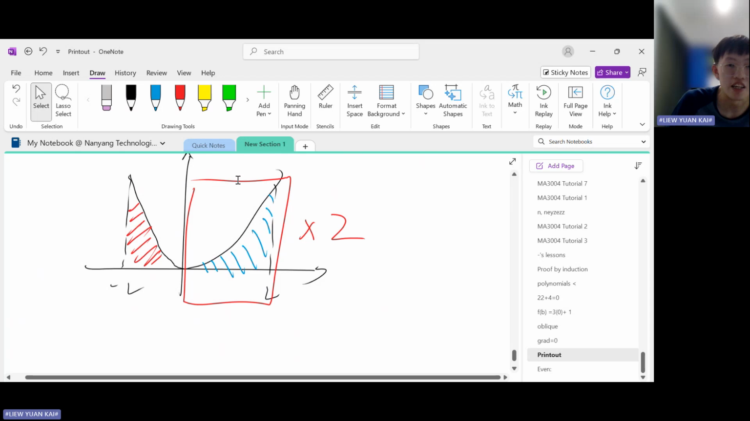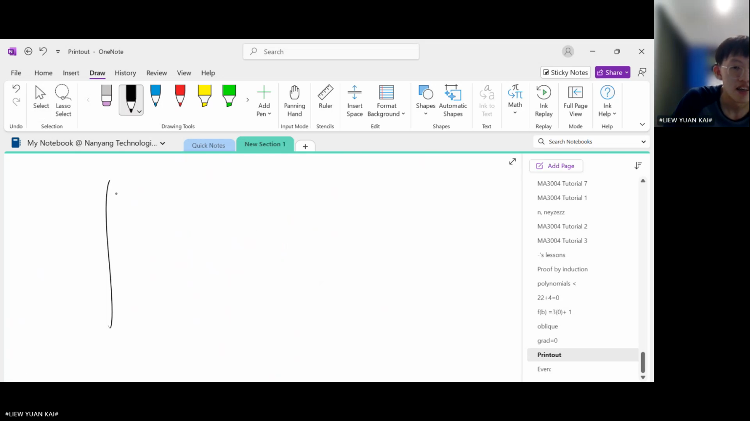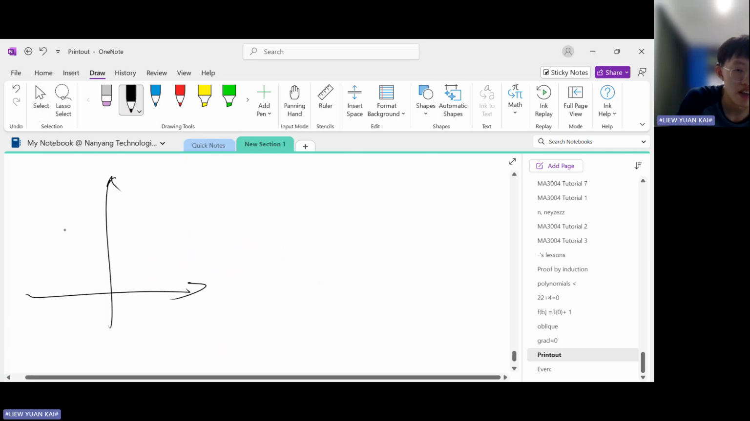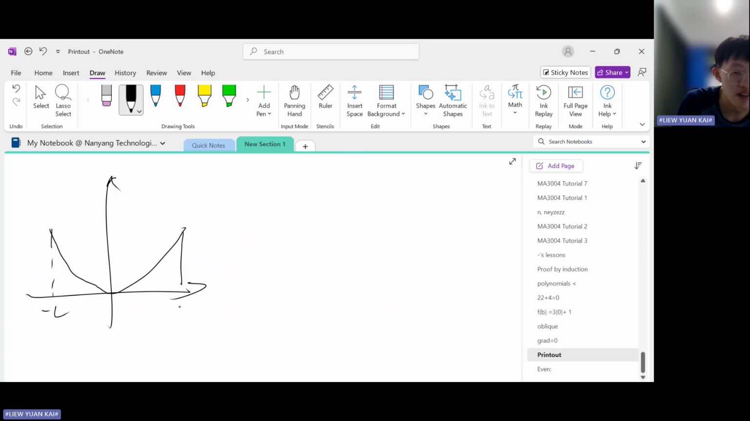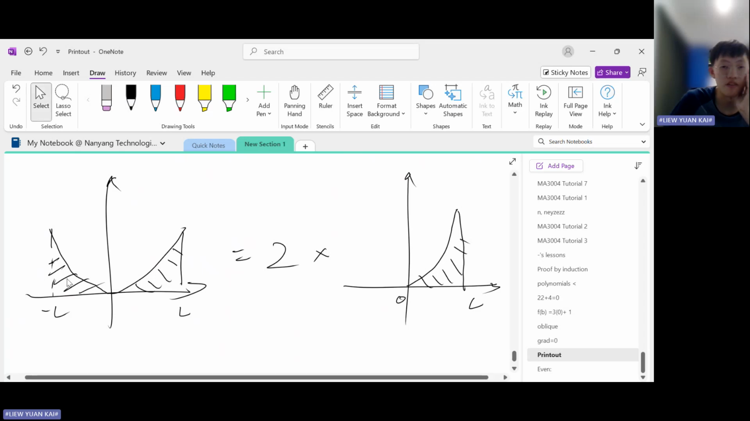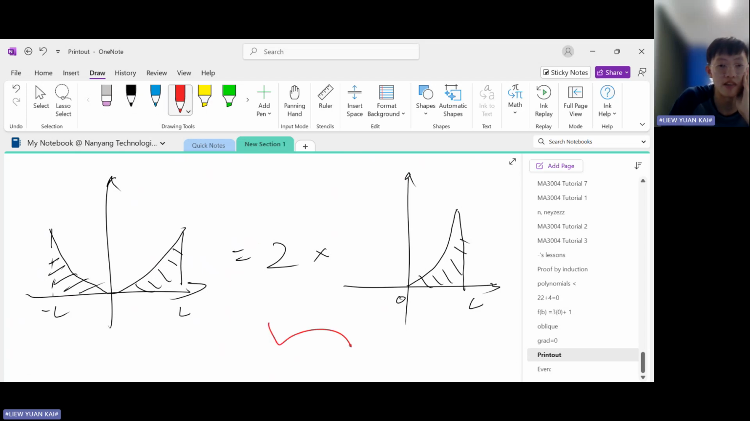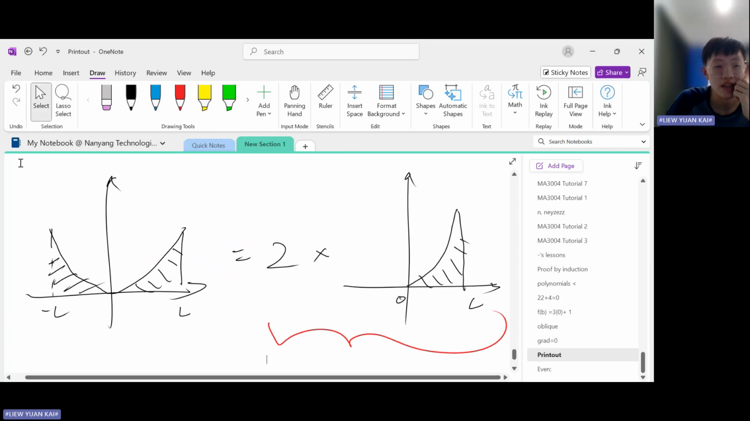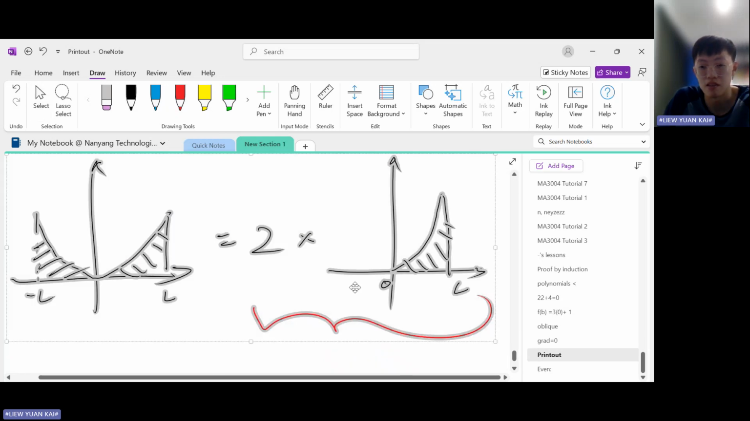So in essence, what we want is integration from negative L to L, so this entire area. But what we do instead to simplify our life is you take 2 times only half of it, 0 to L. This will dramatically simplify our integration. Dramatically simplify by using this version of the integration. You'll see what I mean as we go through the example.